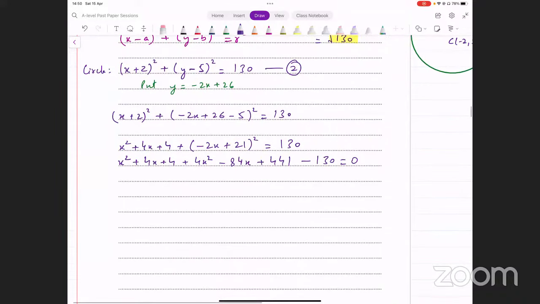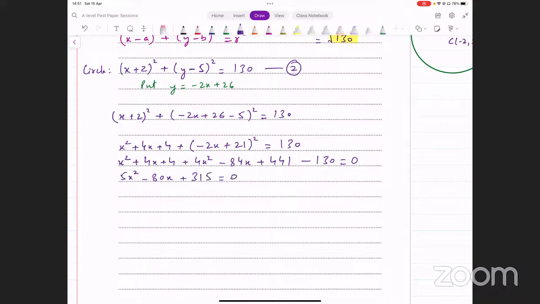Now you can solve this quadratic equation, find the values of x that you get from this, और फिर उसको वापस input कर देंगे y में. Let's simplify this. x squared plus 4x squared, that gives us 5x squared. x वाली terms कौन सी आ रही हैं? 4x minus 84x, that gives us minus 80x. And then the constants, 4 plus 441, that's 445. 445 minus 130, that is going to be 315. So we get this quadratic equation.